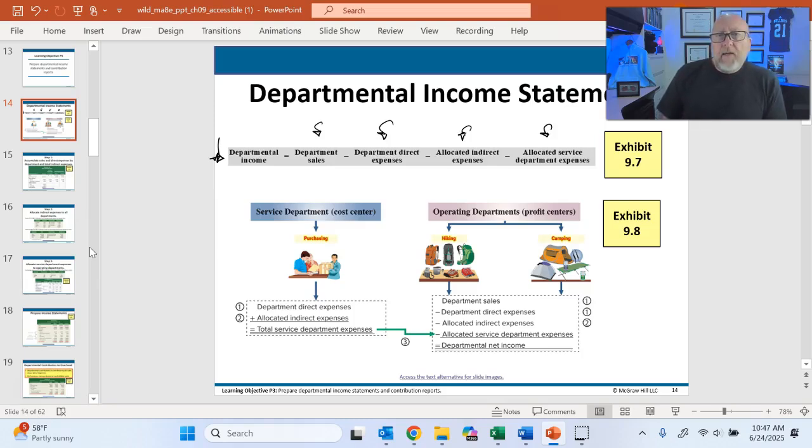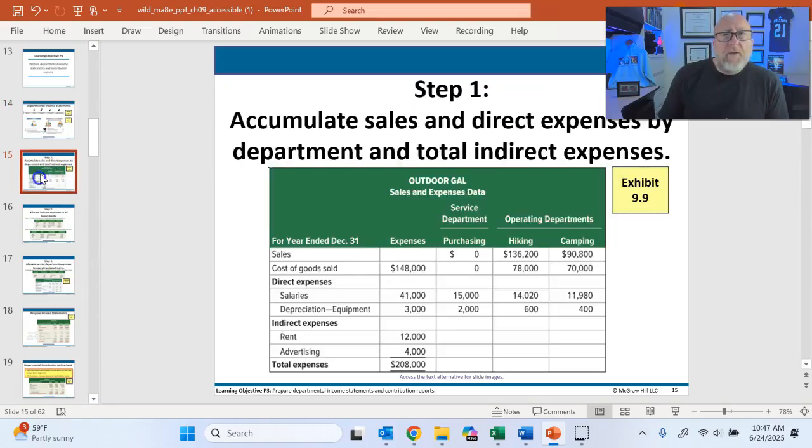So the format of the income statement is going to be department sales, and then we're going to subtract department direct expenses. Then we're going to subtract all the allocated indirect expenses, and then we'll subtract all of the service department expenses. Okay? So let's just go through it.